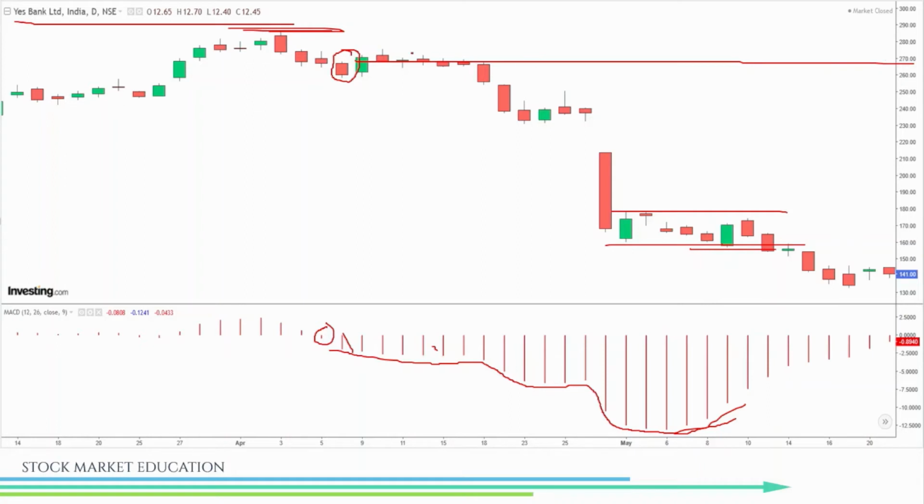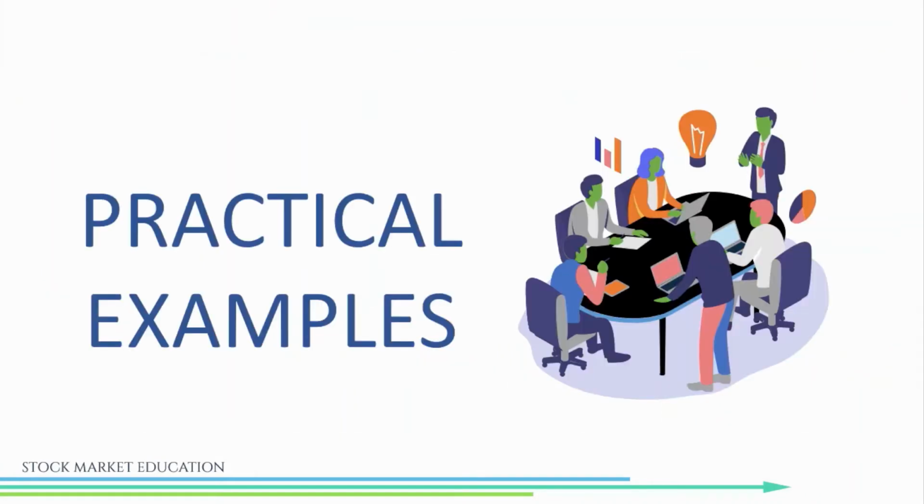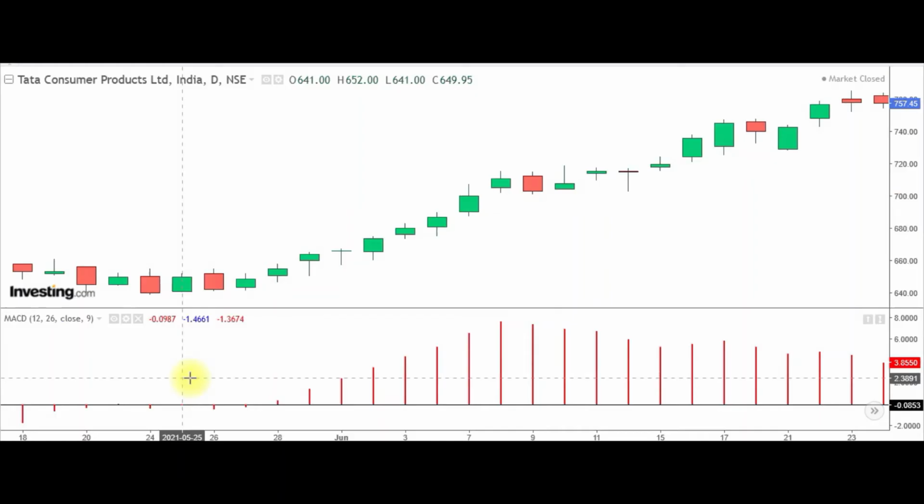So you can see the shorting price was around 270, and then you would have covered at around 160 levels, or say 170 level, a 100 rupees profit in a 270 rupees stock just by using the MACD histogram. So this is a very simple and easy way of using the histogram. Now let us see some practical examples of the histogram.